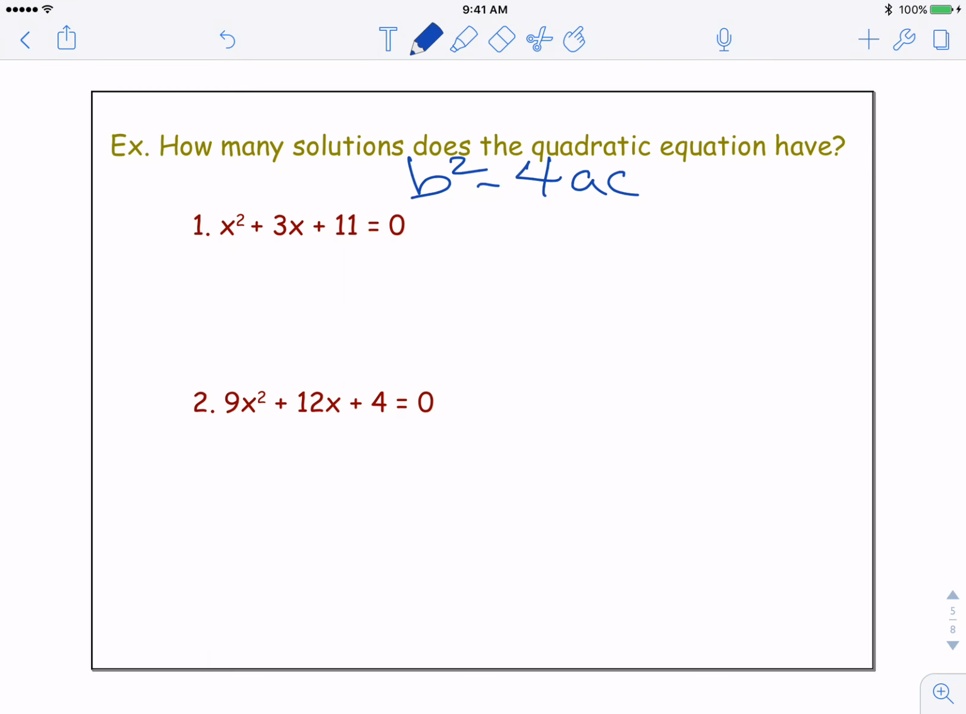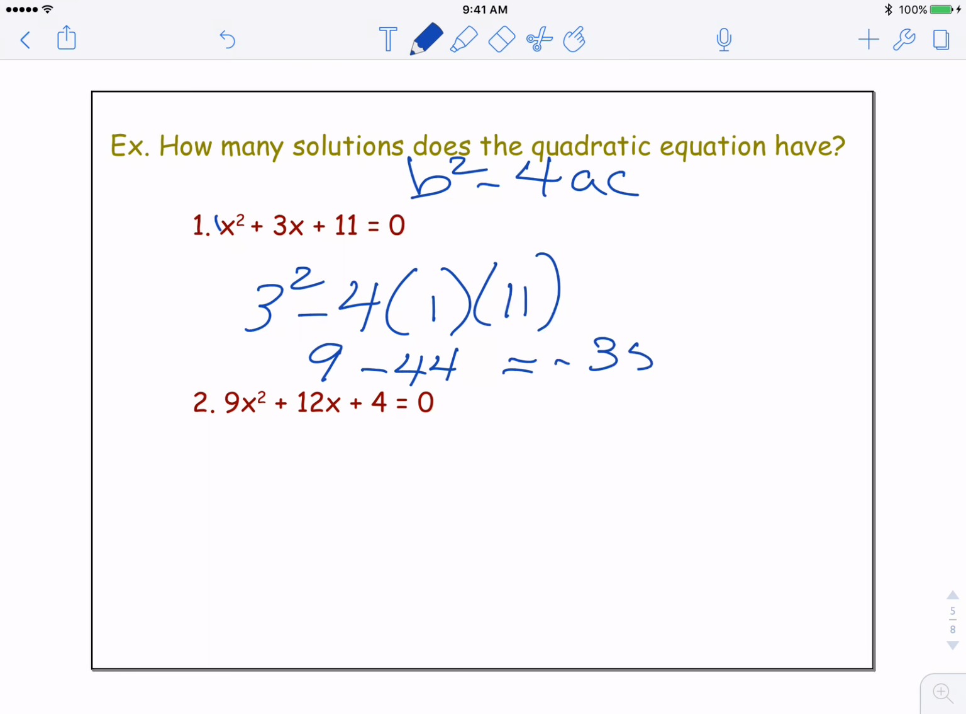So in this example, we have b squared, 3 squared, minus 4 times the a value of 1, because remember this is like a 1x squared, times the c value of 11. So then we have 9 minus 44, which equals negative 35. So in this case, we would have no solution. Now I want you to pause the video and try the second example out on your own.